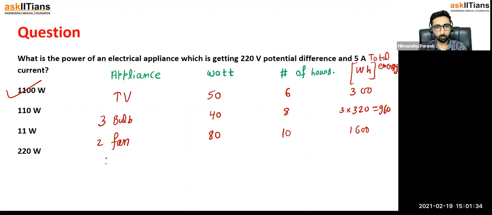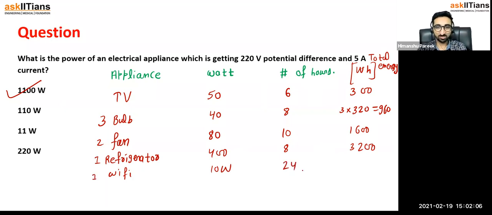Then apart from that, just now we took the refrigerator, that also we can calculate here. Now for the refrigerator, let's say it's of 400 wattage and we are using 8 hours per day. So one refrigerator is there, so 3200 watt hours. All right. Then apart from that, what else? Wi-Fi. Wi-Fi is very low, let's say 10 watt only, very small. So Wi-Fi is on for 24 hours. All right, so 240 watt hours for Wi-Fi. That will also be connected to a power circuit.